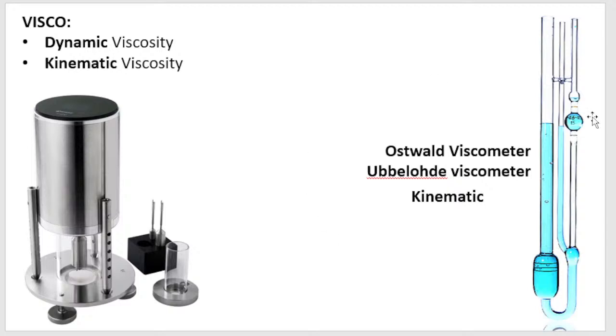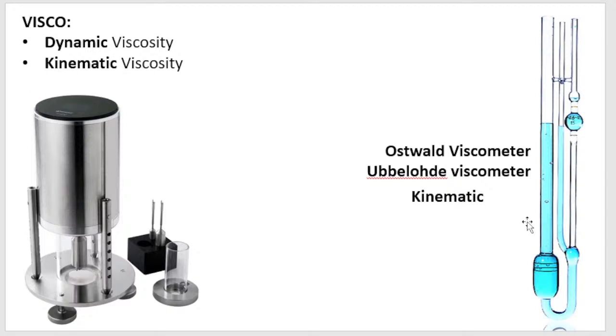This one is not an ATAGO viscometer. The one to the left, the Visco, is the ATAGO viscometer. Visco measures dynamic viscosity. Okay, but you can also measure kinematic viscosity, just like this one, except it's through a different method. This is through gravity, and this is through rotation.